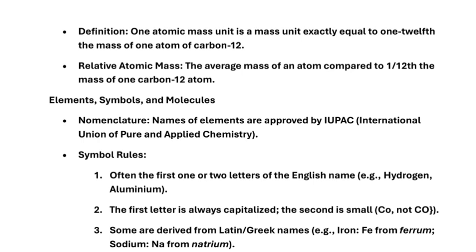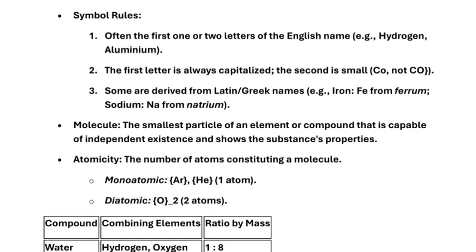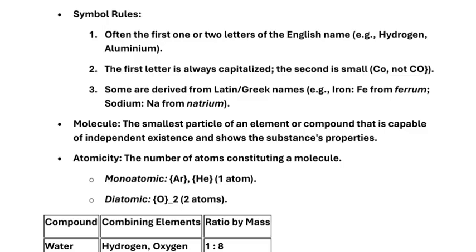Elements, symbols, and molecules: nomenclature. Names of elements are approved by IUPAC, the International Union of Pure and Applied Chemistry. Symbol rules: 1. Often the first one or two letters of the English name, example hydrogen, aluminium. 2. The first letter is always capitalized, the second is small: Co, not CO. 3. Some are derived from Latin or Greek names, example iron, Fe from ferrum; sodium, Na from natrium.